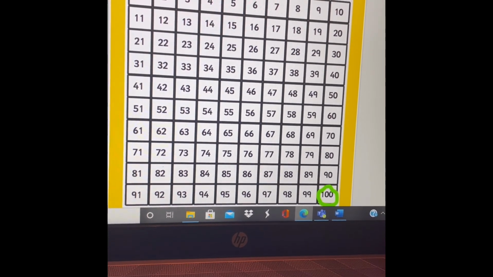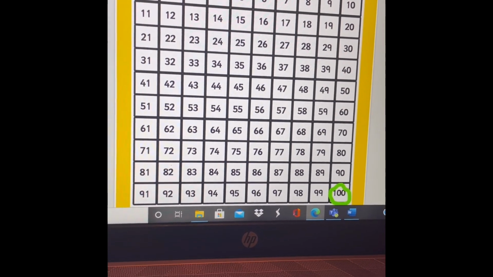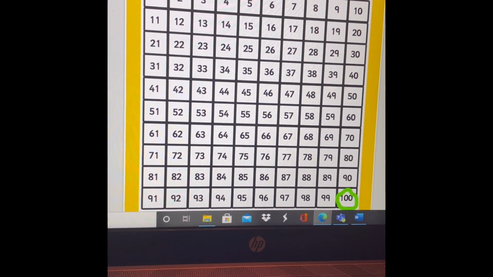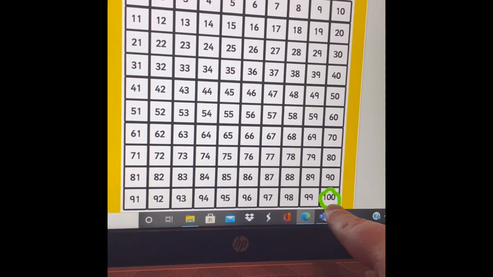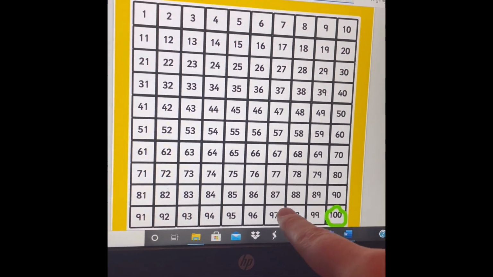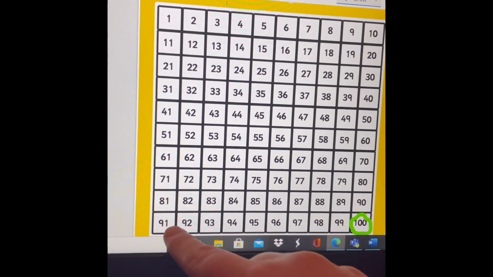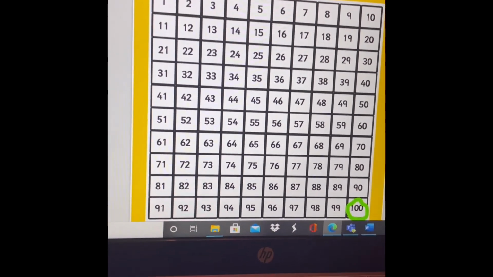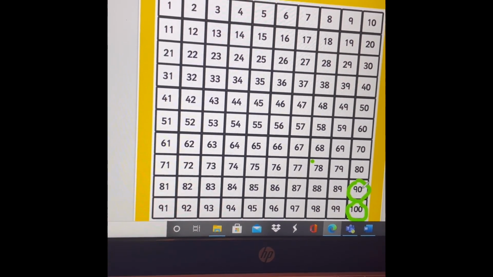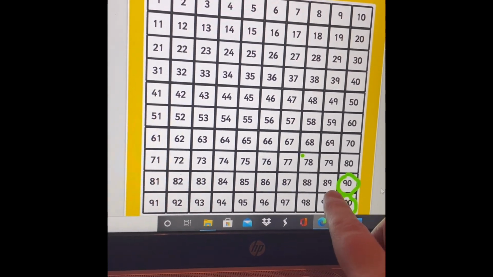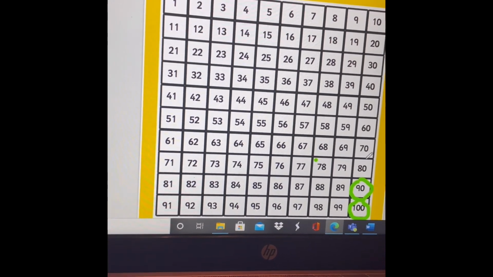Now instead of counting back in ones, we're going to count back in tens. When we're using a number square like this, we can count back in tens quite easily by jumping back on the number square. So if we count it out, 1, 2, 3, 4, 5, 6, 7, 8, 9, 10, because 91 take away 1 is 90. 100 take away 10 is 90. If we do 90 take away 10 in the same way, 1, 2, 3, 4, 5, 6, 7, 8, 9, 10. 90 take away 10 is 80.